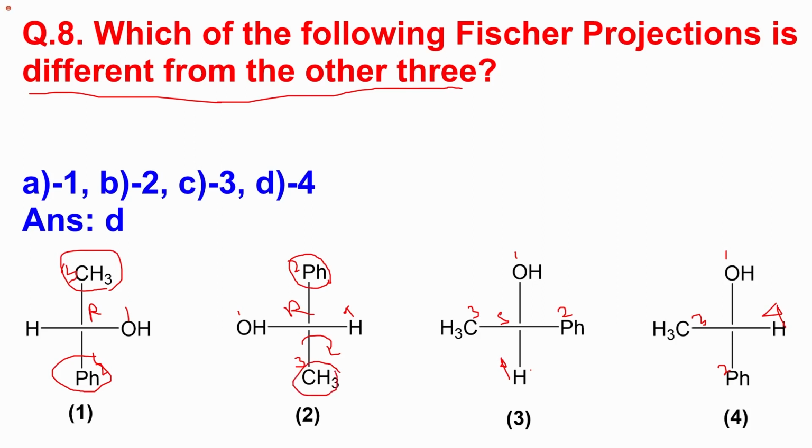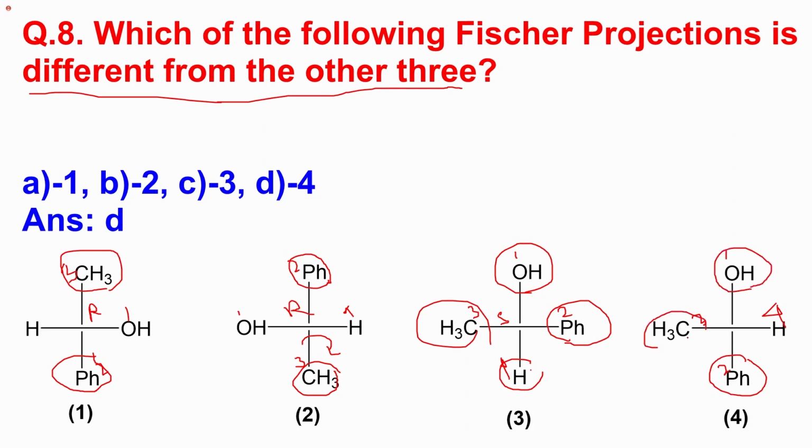Okay, the second molecule also has pH and CH3. The third molecule also has pH, CH3, and the OH-hydrogen pair. The pH-CH3 pair and the OH-hydrogen pair will be in the same axis. They should be in the same axis. But in the fourth example, pH is paired with OH, and CH3 is paired with hydrogen. So that's why it is different. So that's why the answer will be D.